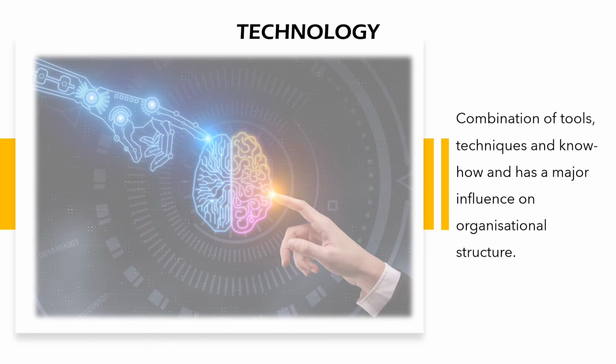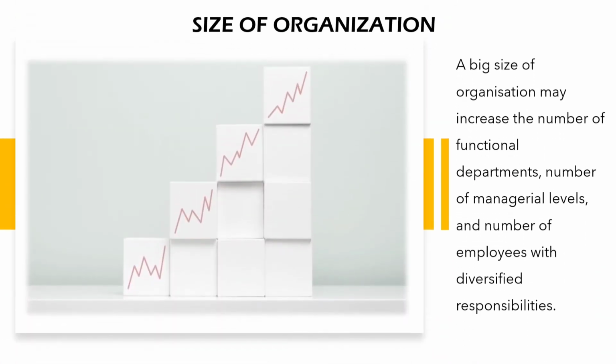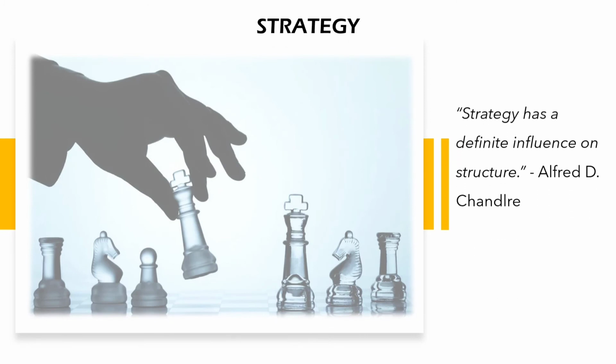The design of the organizational structure would depend upon whether the technology is simple and routine, requiring a few repetitive tasks. Size of the organization. The size of the organization also affects the organizational structure. A big size of organization may increase the number of functional departments, number of managerial levels, and number of employees with diversified responsibilities. Strategy. According to Alfred Chandler, strategy has a definite influence on the structure.